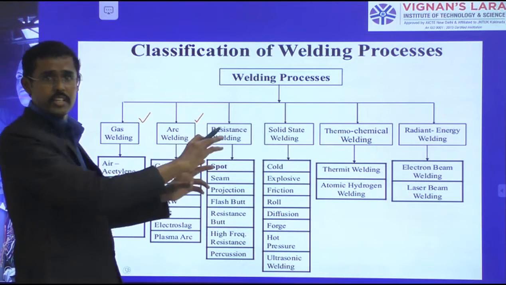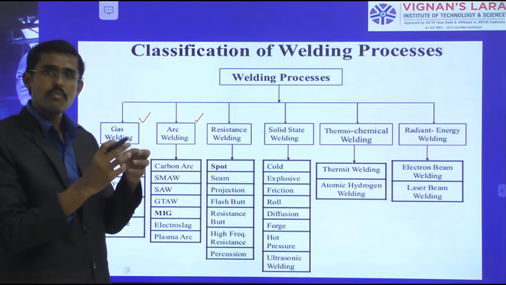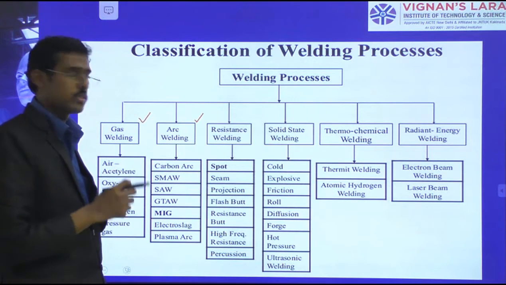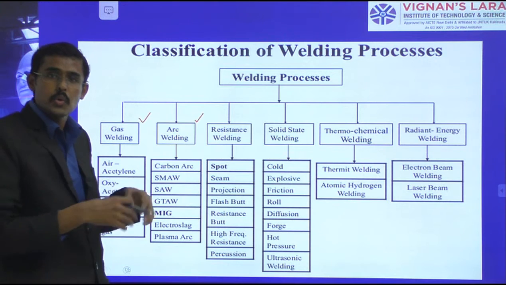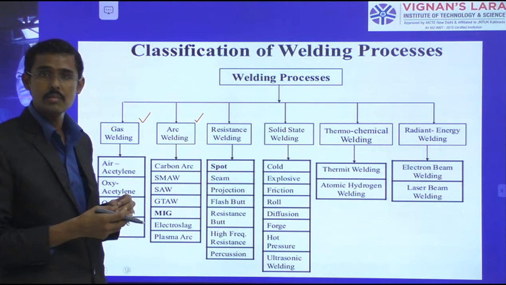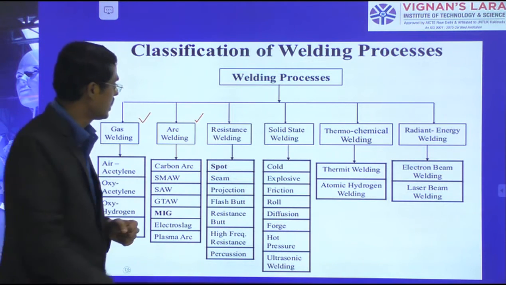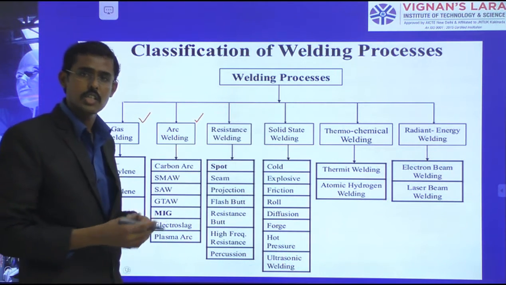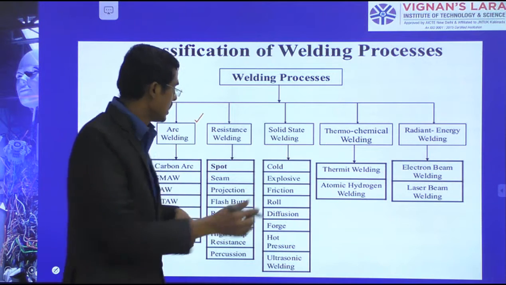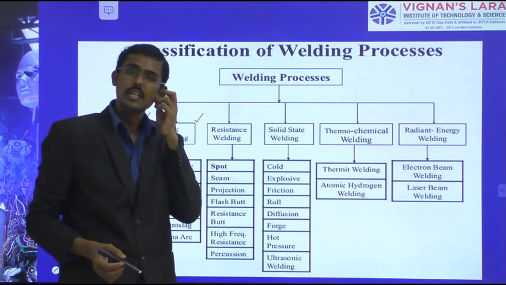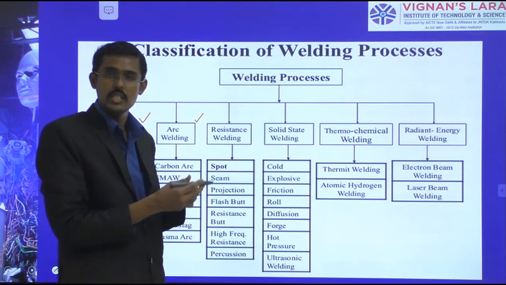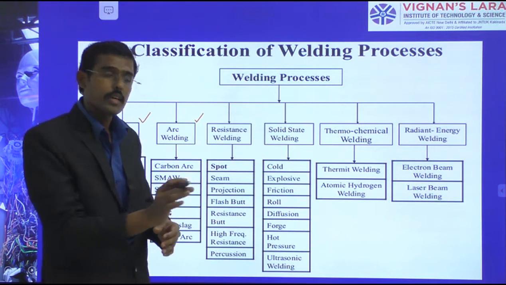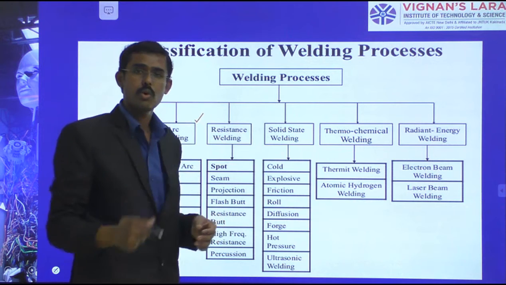This is all a classification with respect to the source of heat, how it is generated. Gas welding is with respect to flames, arc welding with respect to electrical arc, resistance welding with respect to resistance heating, and mechanical energy welding processes of solid state with respect to various mechanical forms: friction welding, explosive welding, rolling, and forging.